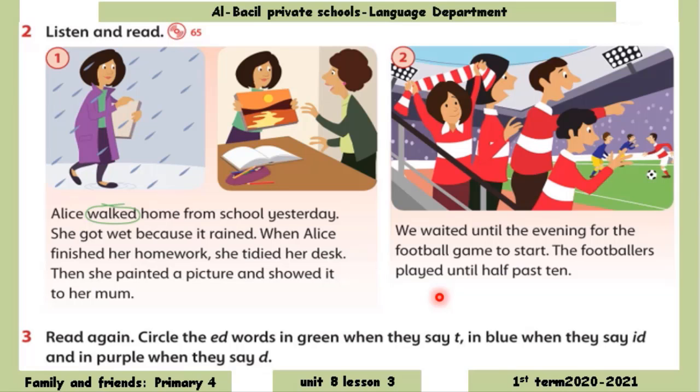Okay, read again and put 3 circles. First circle, green, on ED words that say T sound. Blue, that say ID sound. Purple for those that say D sound. Put 3 circles: green, blue, purple. Green for the T sound. Blue for the ID sound. Purple for the D sound. Okay, you have 2 minutes and then we will check them together.